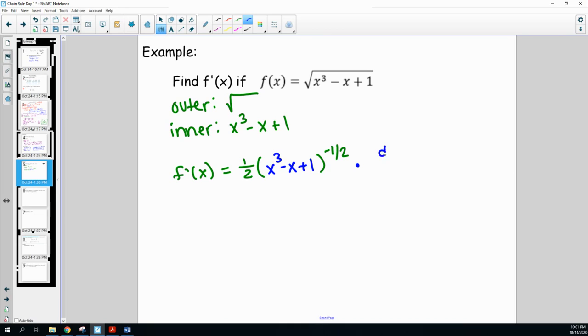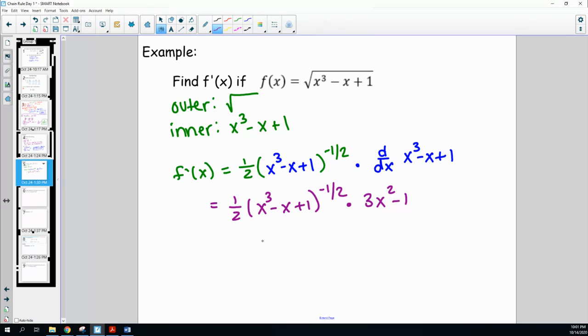And then I'm going to multiply by the derivative of the inner function. So I can just use the power rule for that. So I'm going to have here 1/2. I'm just going to keep this the same. X cubed minus x plus 1 to the negative 1/2 times 3x squared minus 1. Okay, and then I'm just going to clean it up a little bit. If I multiply this, I'm going to keep the 3x squared minus 1 on the top. The bottom, I'm going to have a 2, and then I'm going to bring down my radical and make it positive here. And then here is my derivative.